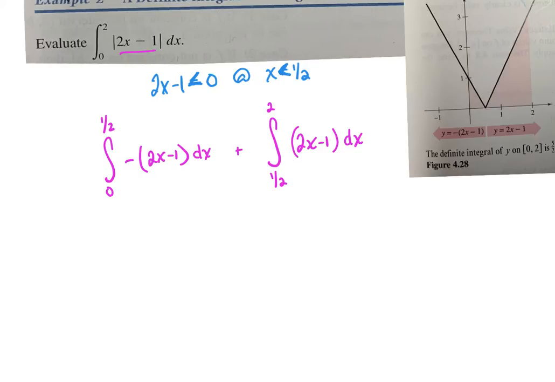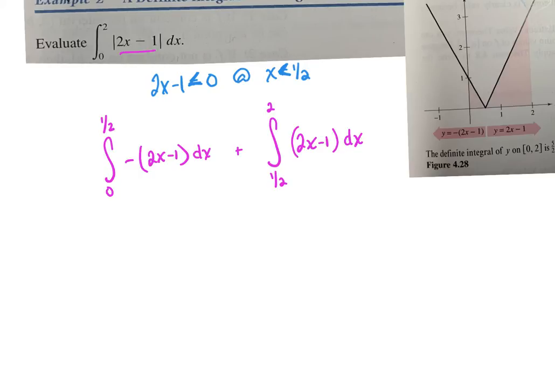So with absolute value, you have to figure out where it is less than 0. And if it's less than 0 in your interval, you have to split your interval up. You have to change it to the opposite for the piece that would be less than 0, and keep it the same for the piece that would be greater than 0. But you do the integration the same.